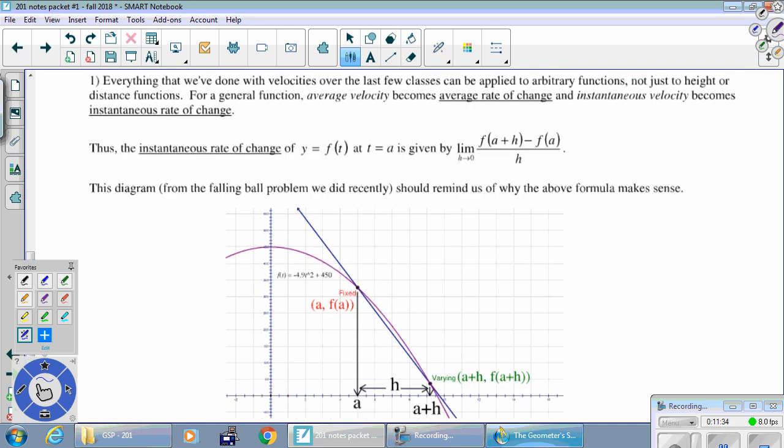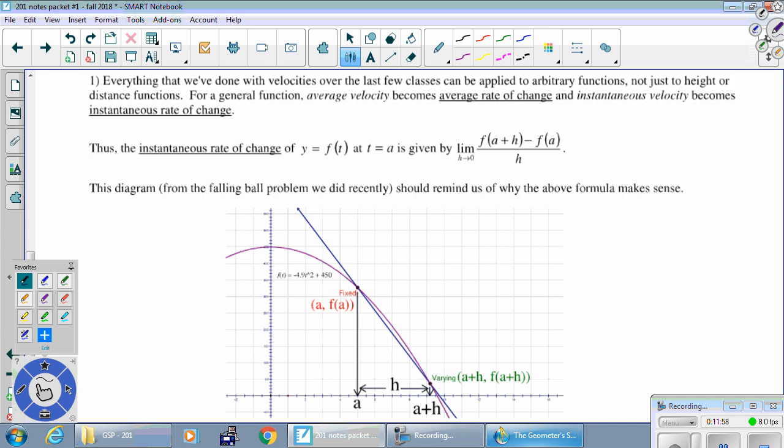Number one, everything we've done with velocities over the last few classes can be applied to arbitrary functions, not just to height or distance functions. For a general function, average velocity becomes average rate of change and instantaneous velocity becomes instantaneous rate of change. Thus, the instantaneous rate of change of y equals f of t at t equals a is given by the limit as h goes to 0 of f of a plus h minus f of a over h.